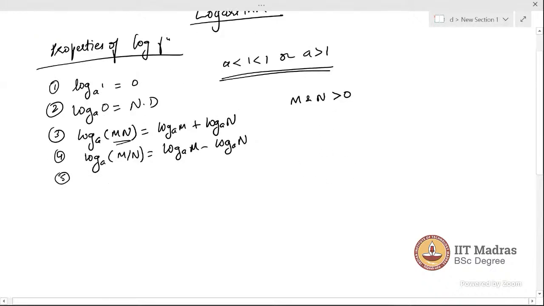Fifth one, what about log of 1 by n? Minus log n base a. Sorry, minus n log... minus log n base a. Okay. So for those of you who are not able to understand what this is, just for the time being, keep it in your mind that these are some of the formulas.